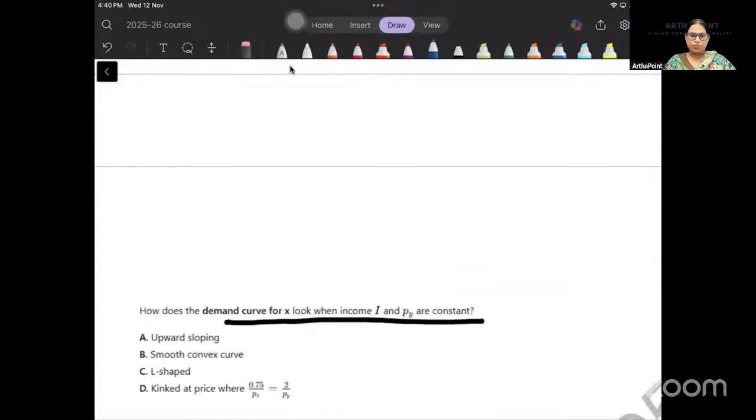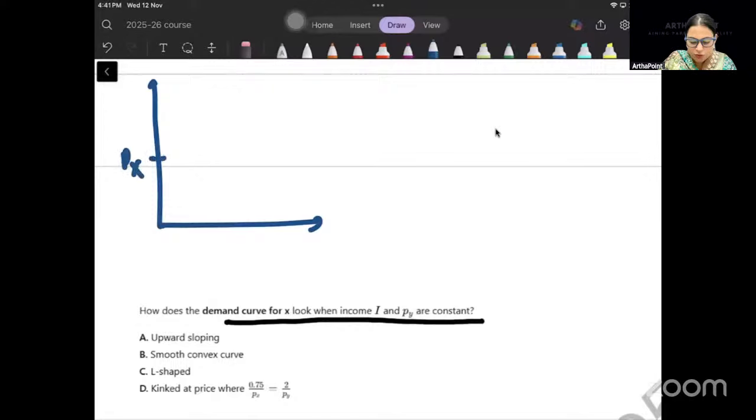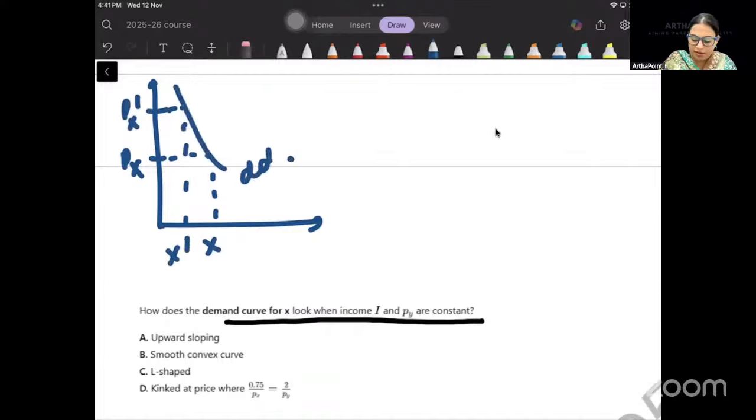Why is this question important? I want to highlight here. When we talk about the demand curve, how did we derive it? We derived the demand curve from the price offer curve. You remember? This is the price of good X, this is the demand of X. If the price of good X increases and demand decreases, then we get the demand curve. This is how we derive it.